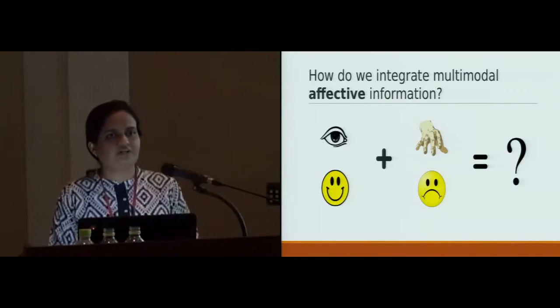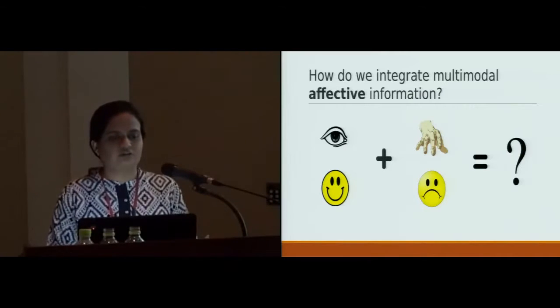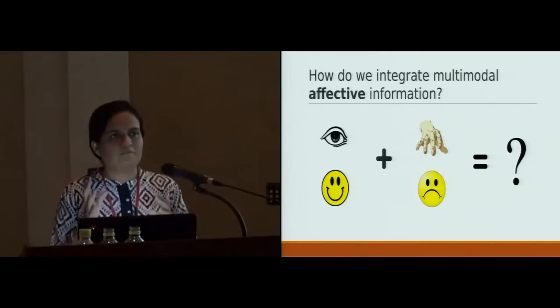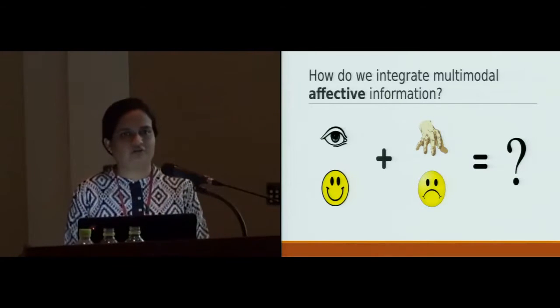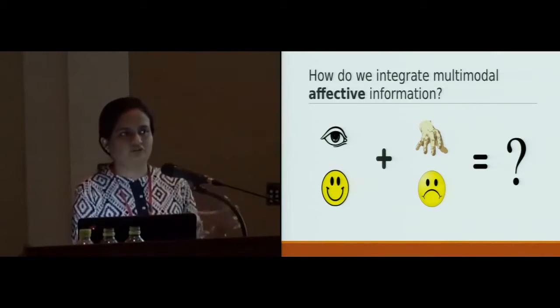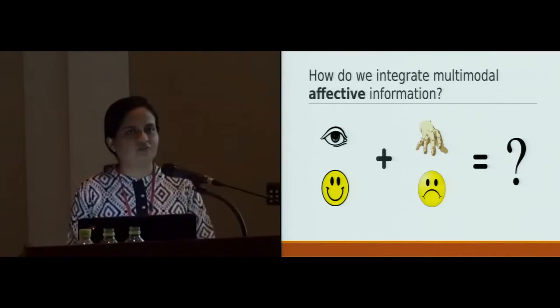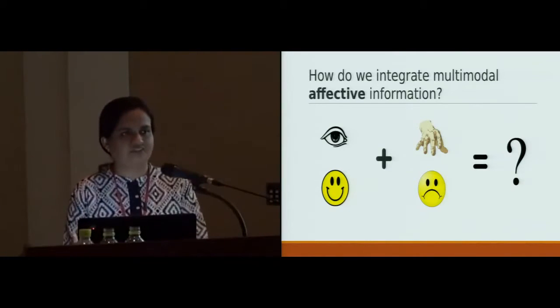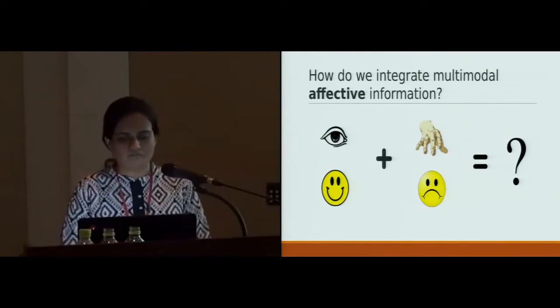So this motivated us to ask the general question of how do we actually integrate multimodal affective information. For example, if I gave you a happy emotional cue in your visual modality and a sad emotional cue in the haptic modality, what would you feel? Would you feel happy? Would you feel sad? Or is it going to be a completely new emotion?